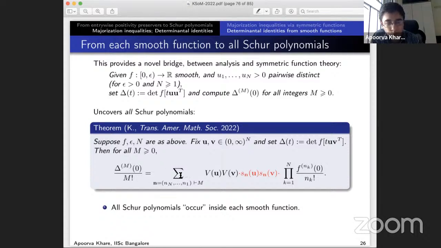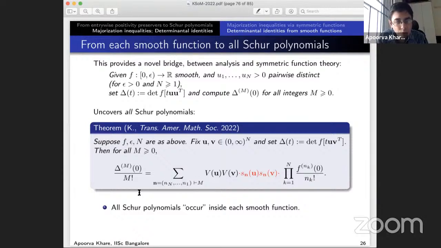And you can check that what you get is this m-th derivative is a sum over all partitions, all shapes with exactly m many total boxes. The Vandermonde of u, the Vandermonde of v, hence you get the square. The Schur polynomial of those box shapes for u times the Schur polynomial for v, times the product of the normalized derivatives.